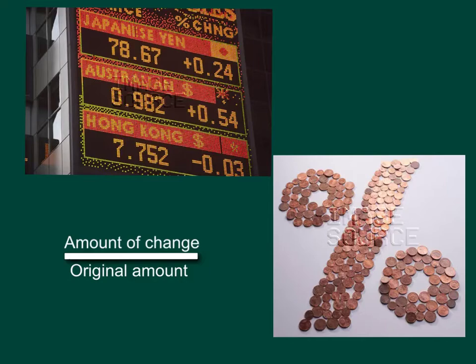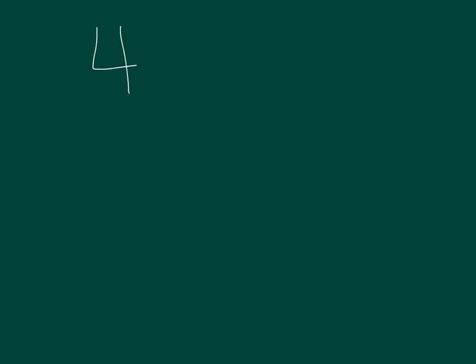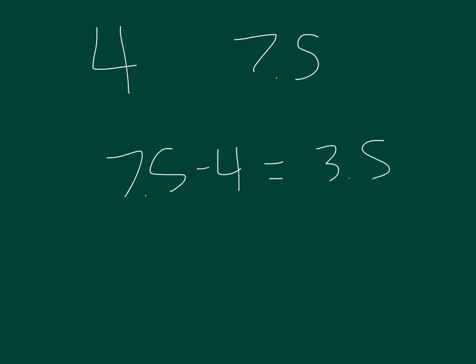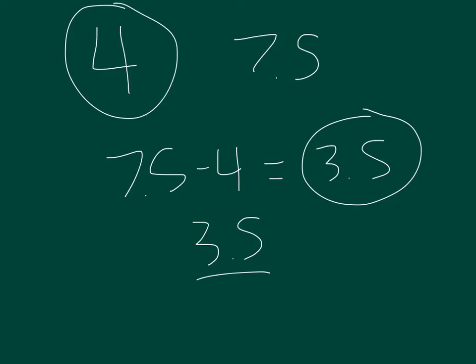So let's try that. Let's say we started with the number 4 and we changed it to 7.5. And I want to know what percent increase that was. So I would find the amount of change, which in this case is the amount of increase. So I'd say 7.5 minus 4, because what I'm finding is the difference. That is 3.5. So that's my amount of change, in this case the amount of increase. So I put the amount of increase over the original, which was 4.